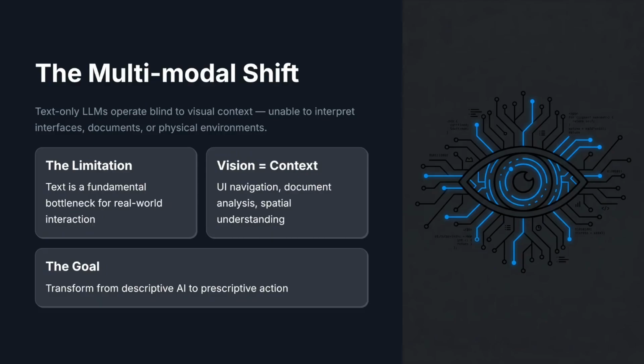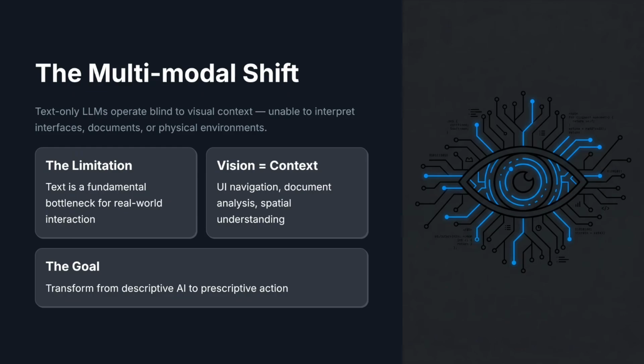Most developers treat LLMs as sophisticated text predictors. Input a string, get a string. But text is a bottleneck. The real world doesn't live in a text box. It lives in complex UI layouts, dense documents, and physical spaces. Today, we are moving beyond the prompt and giving our agent eyes.